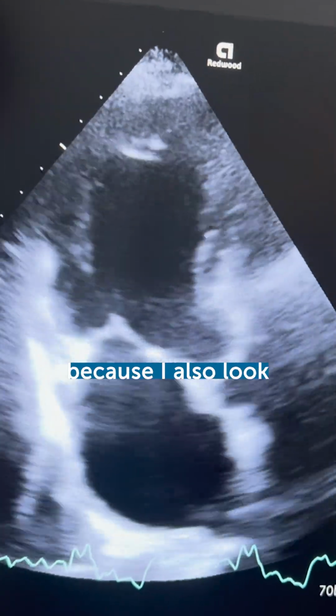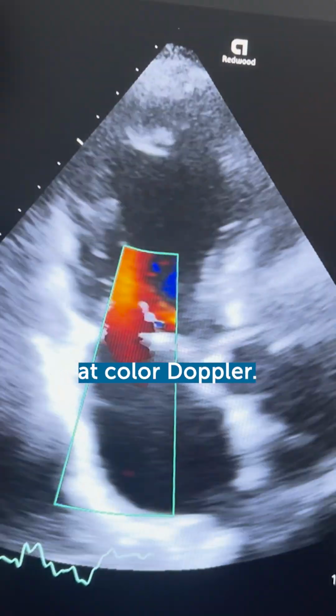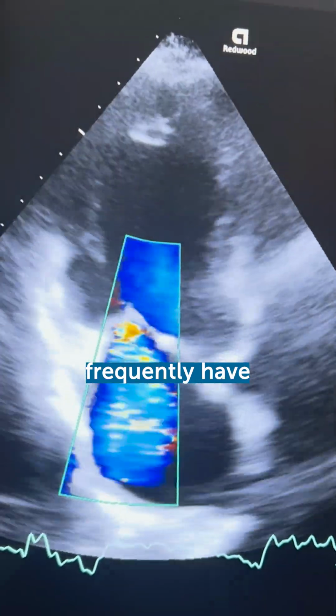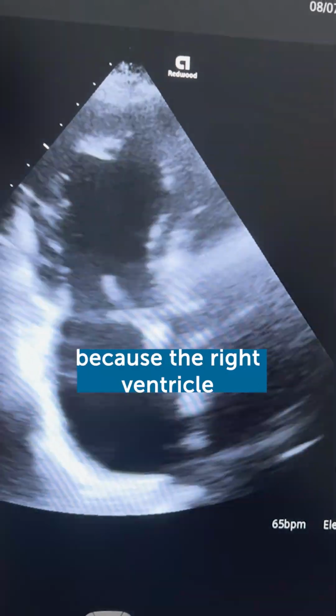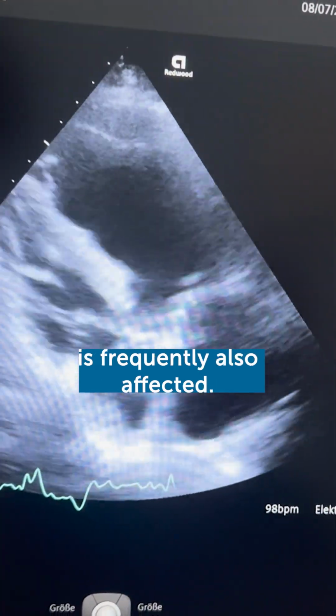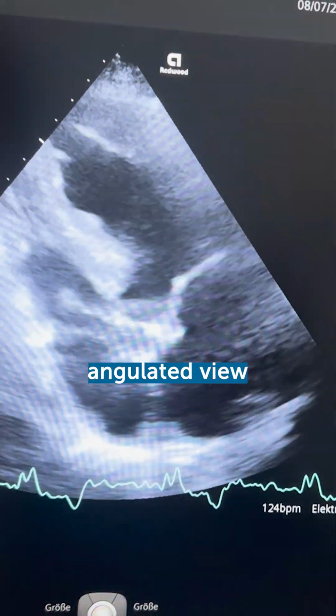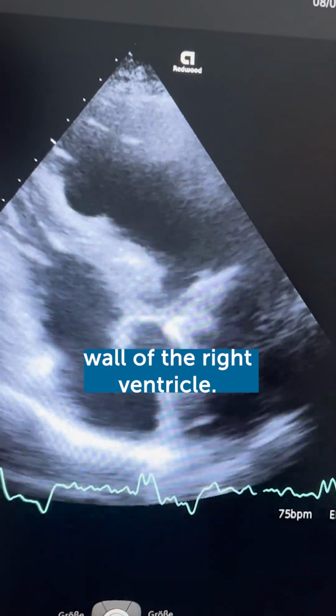But I don't stop there because I also look at color Doppler. Patients with inferior infarcts frequently have functional MR. This patient also does. And then I would look at the right ventricle because the right ventricle is frequently also affected. So here is an angulated view looking at the free lateral wall of the right ventricle.